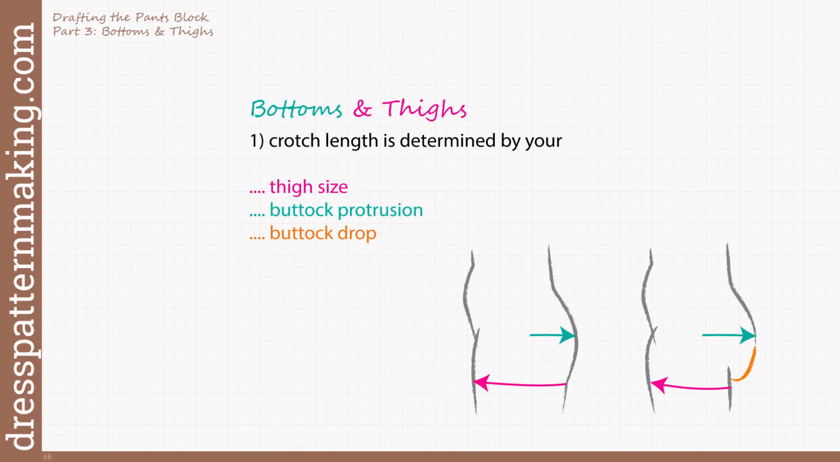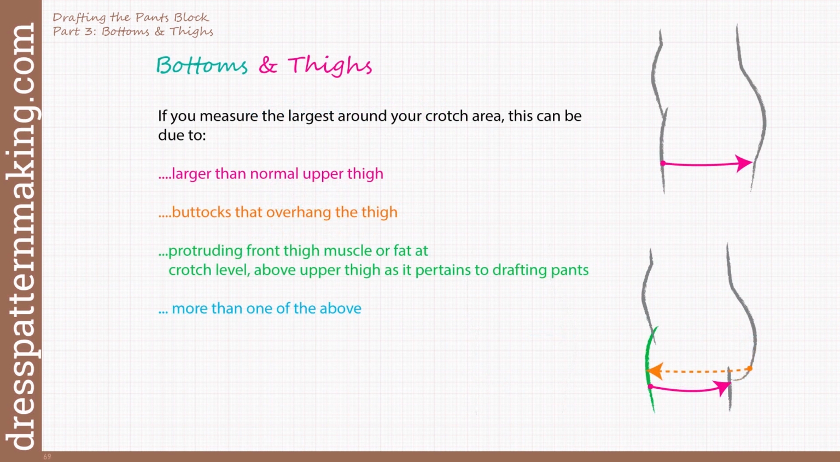So just a final summary, bottoms and thighs. 1, crotch length is determined by your thigh size, buttock protrusion and buttock drop. And if you measure the largest around your crotch area, this can be due to larger than normal upper thighs, buttocks that overhang the thigh, protruding front thigh muscle, or fat at the crotch level above the upper thigh, as it pertains to drafting pants, or more than one of the above.